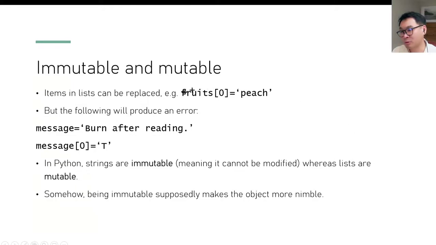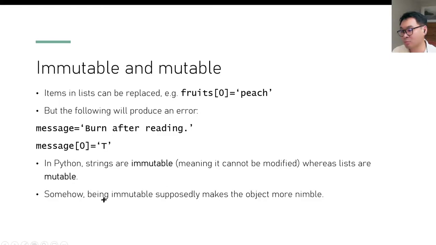Items in lists can be replaced. We just saw what this did, right? But the following will produce an error. We also saw that this causes an error. In Python, strings are immutable, meaning they cannot be modified, whereas lists are mutable.